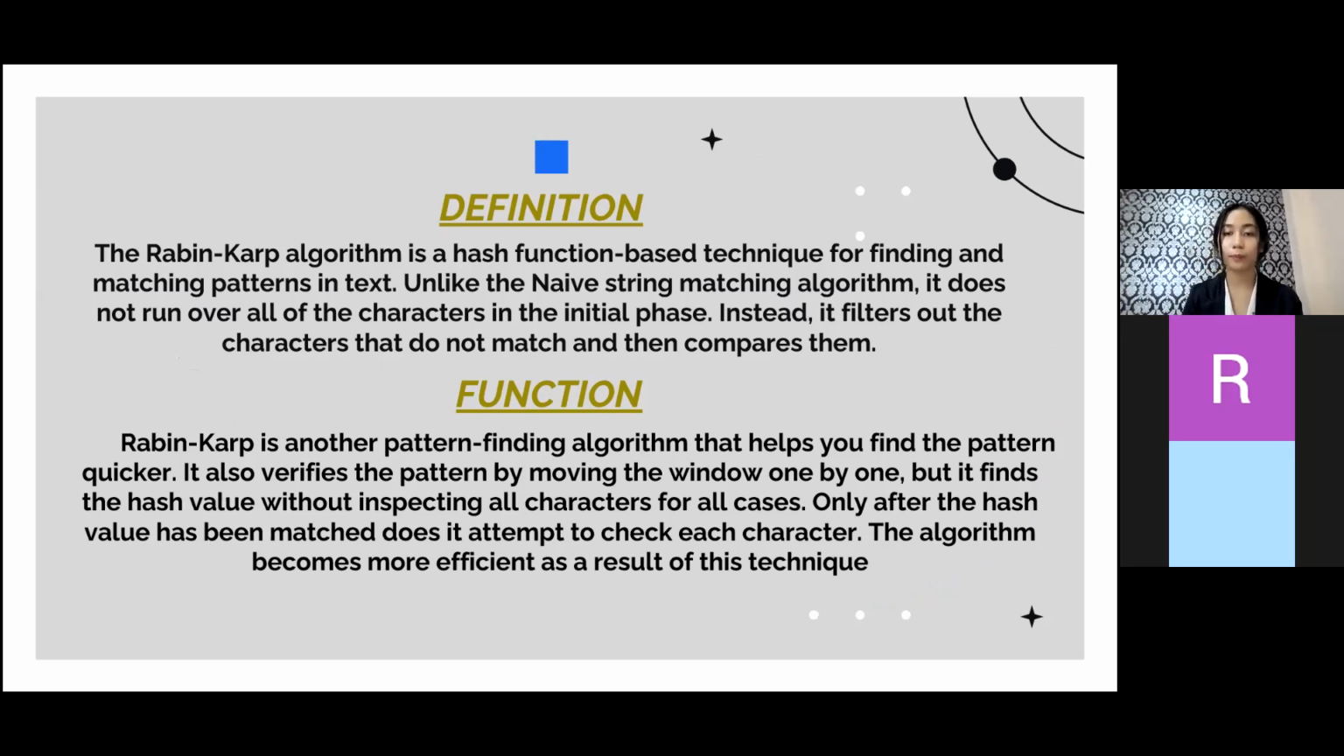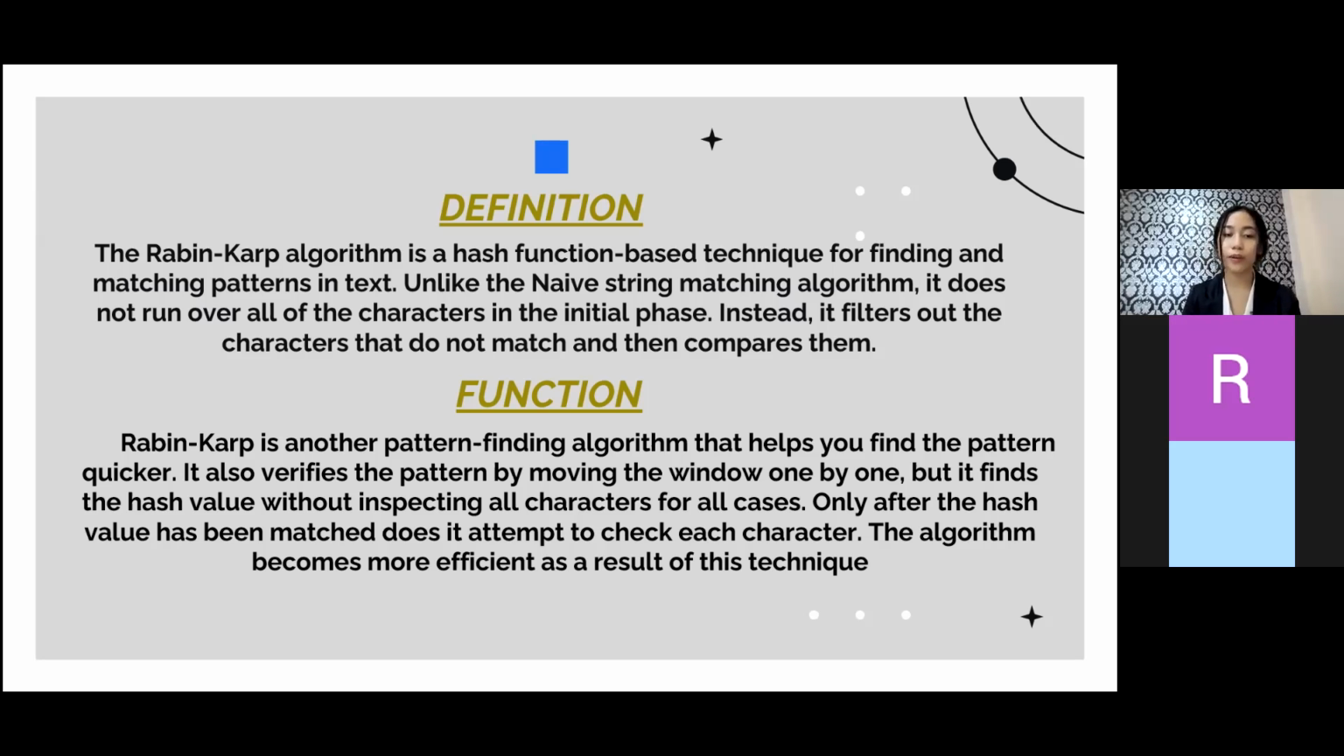Unlike the naive string matching algorithm, it does not run over all the characters in the initial phase. Instead, it filters out the characters that don't match and then compares them. For the function, Rabin-Karp is another pattern finding algorithm that can help you to find a pattern quicker.